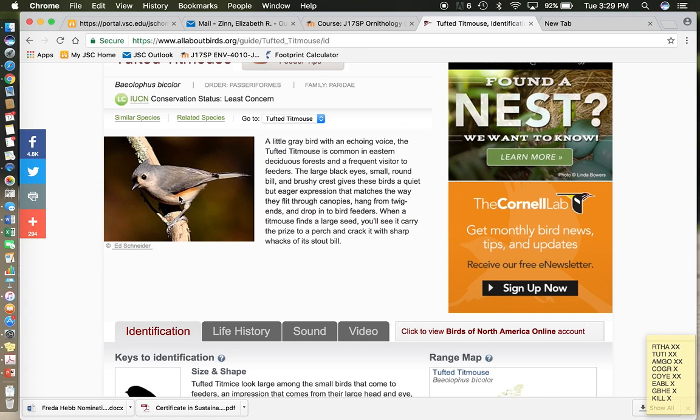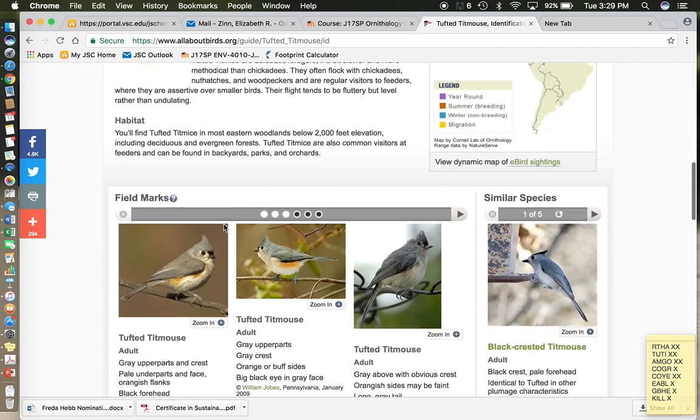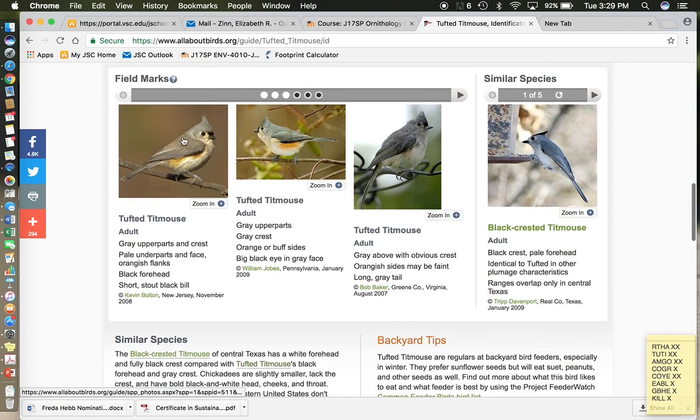Again, later on we'll learn the names of some of the body parts of a bird, but under the wing here it has a sort of orangey wash. So they're pretty solidly gray. Let's look at some more pictures here. Pretty solidly gray, little tuft, black spot on the face, orangey underwing coverts.